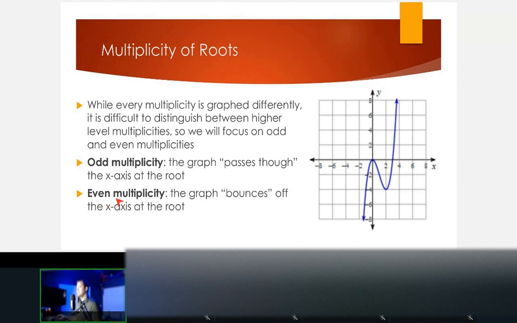All right, now the second one, also very important, is even multiplicity. So these bounce. So you can see right here, it doesn't pass, it touches, but it doesn't pass through the x-axis. So this is even. It could be a 2, it could be a 4, it could be a 6, and so forth. So again, odd pass through the x-axis, even bounce.